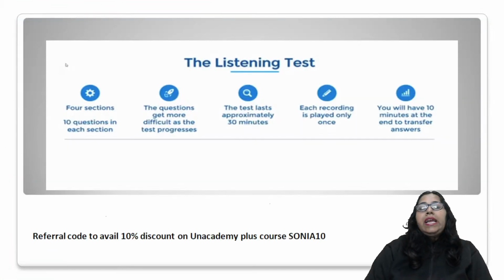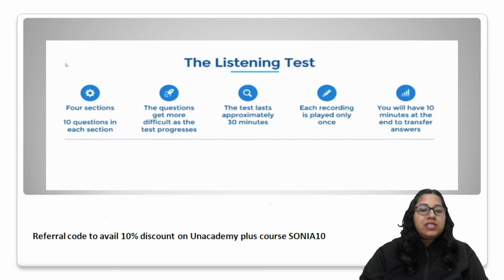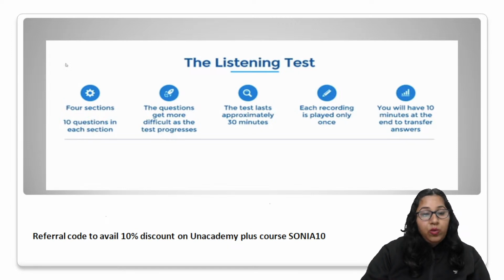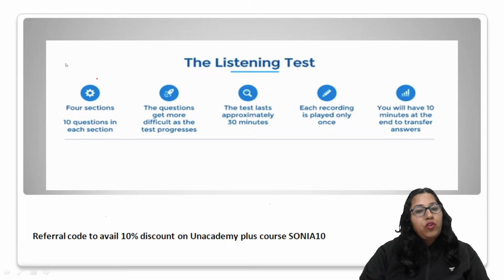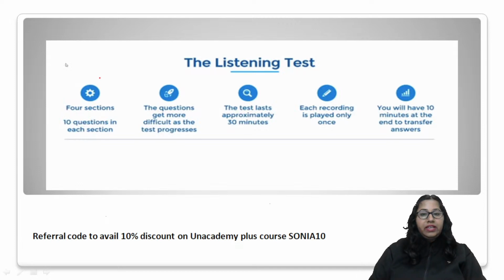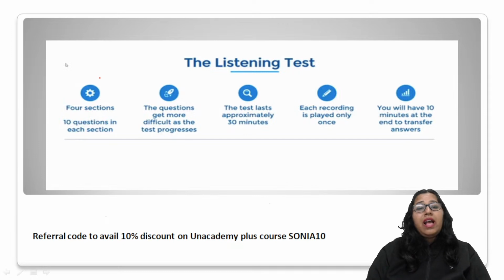So let's quickly get started on understanding what the listening module looks like for IELTS and how it's done. When it comes to the listening module, there are going to be 4 sections. The listening module is divided into 4 parts, and every single part has 10 questions each.